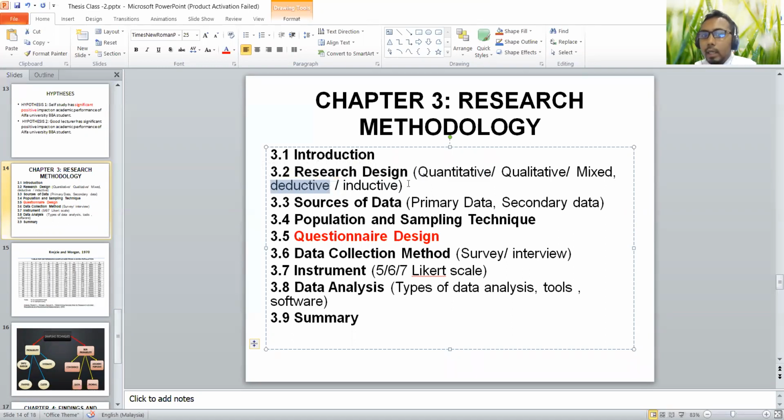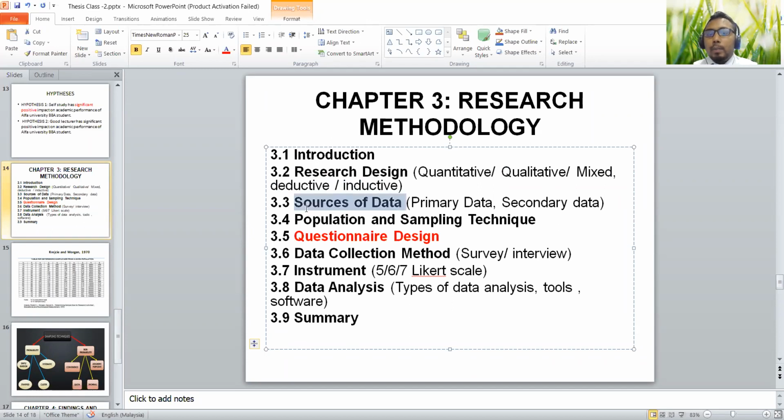So is it clear? If you use a previous theory, then you draw the developed hypothesis, that is deductive. If you don't have any theory, you need to develop a theory, that is inductive. That means qualitative studies mostly and mixed method studies are mostly inductive. Okay. So then the source of data.